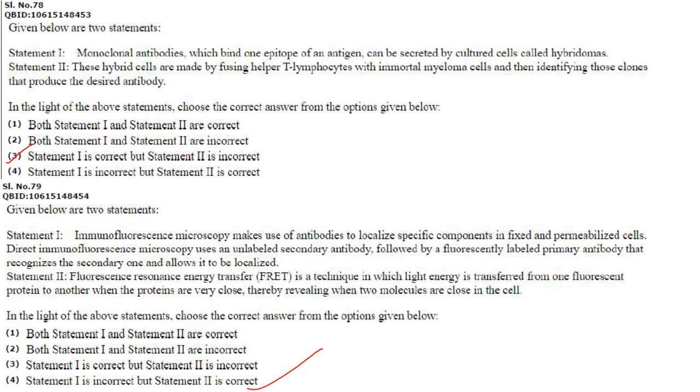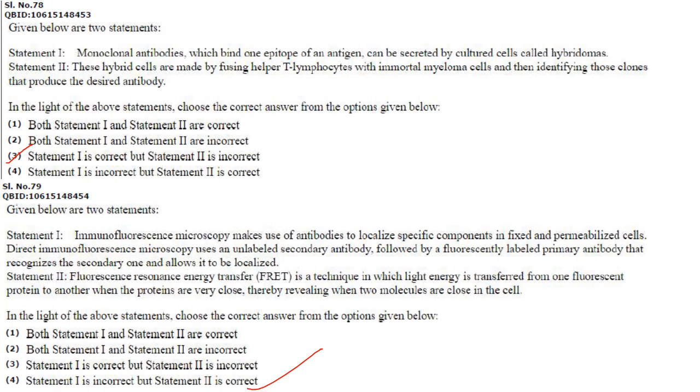Then next one. Monoclonal antibodies which bind one epitope of an antigen can be secreted by cultured cells called hybridomas. Of course, so that statement is correct. These hybrid cells are made by fusing helper T lymphocytes. It is not T lymphocytes, it is B lymphocytes with immortal myeloma cells, and then identifying those clones that produce the desired antibody. So statement 2 is incorrect. So statement 1 is correct and statement 2 is incorrect, and your answer is option 3.